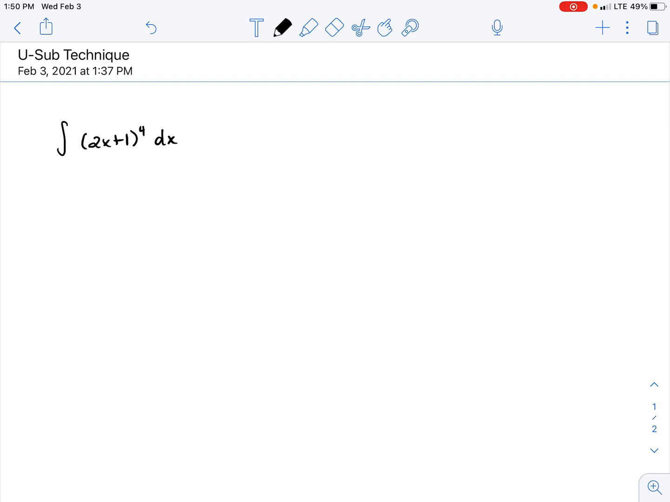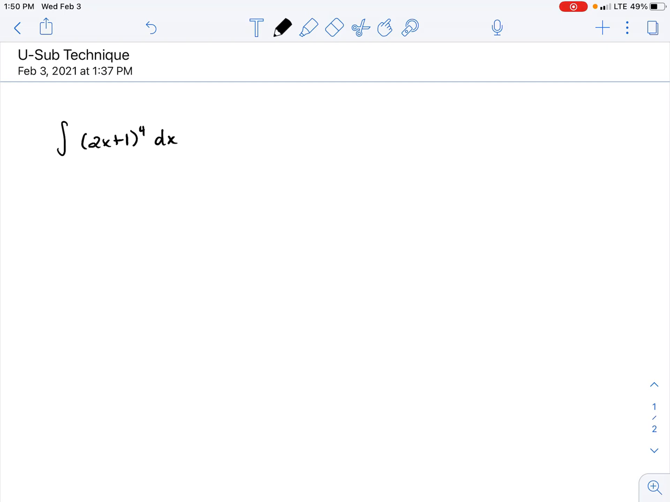We've learned about the integration technique for the integral of x to the fourth dx, and we've learned an integration technique for the integral of 2x plus 1. But we haven't learned an integration technique for a function being raised to a power, right? So in other words, looking at this, it is a composition of functions.